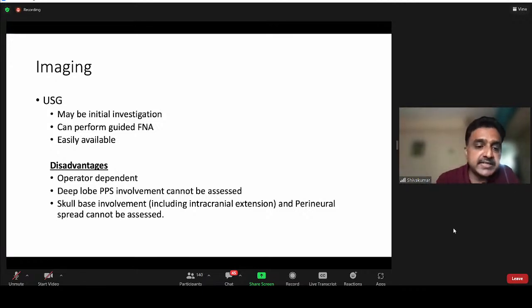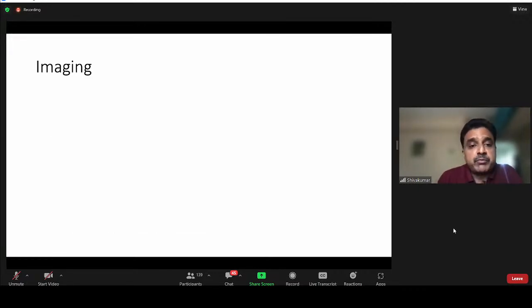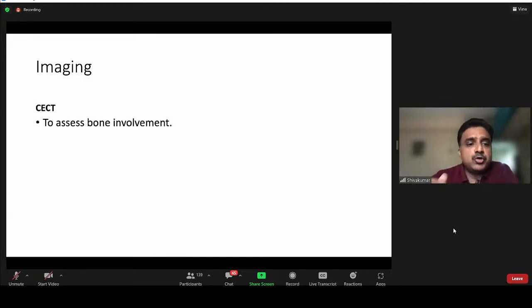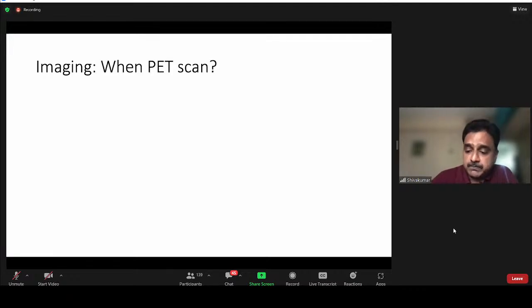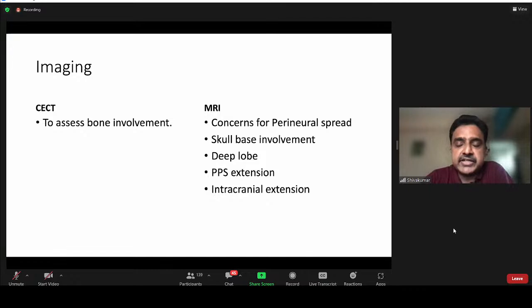You will not be able to assess the deep lobe and the involvement of the skull base or perineural spread, if there is any, as already mentioned. And of course, bone involvement cannot be assessed. CT could be used to assess the involvement of bone, like the structures in and around the skull base or the mandible, if it's an advanced tumor. As already mentioned, MRI is the preferred modality. We could assess the involvement of the facial nerve and the skull base. The deep lobe can be assessed well, including the parapharyngeal space, and also if there's any intracranial extension.